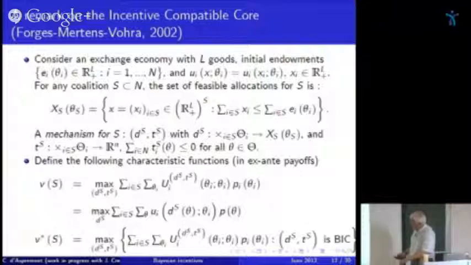Now we can define the two following characteristic functions. The first is in ex-ante payoff. This is the most classical one, where you just take the sum of the ex-ante utilities. But then you have another characteristic function where you make the same sum, but you impose Bayesian incentive compatibility. So you have a V star which is of course smaller, because you have to respect the constraint of Bayesian incentive compatibility, and the idea is to study the core of this new game where you have these incentive compatible constraints.